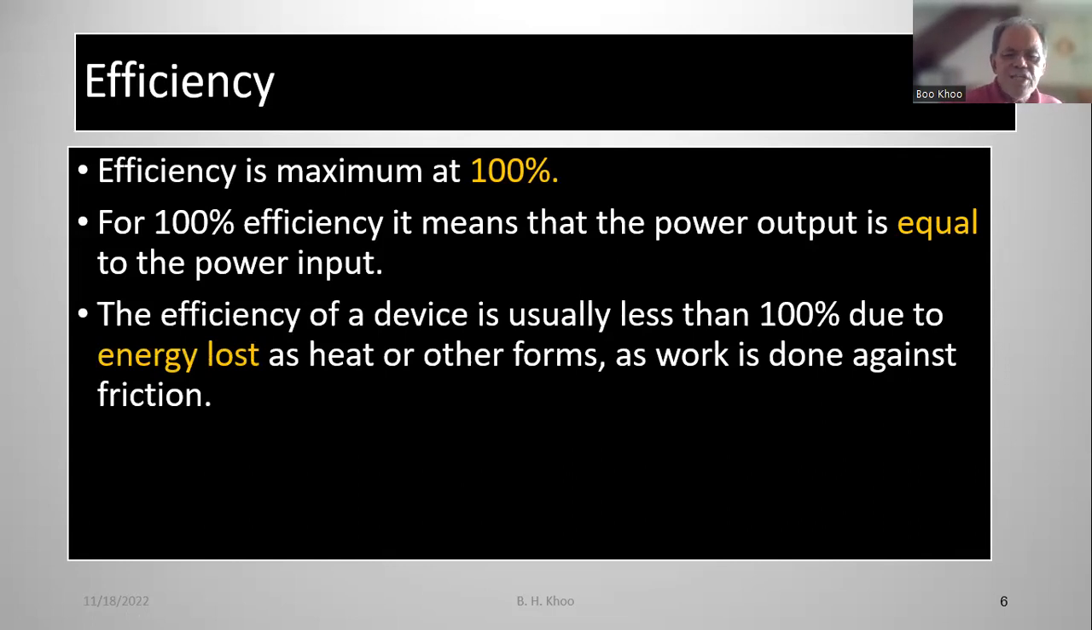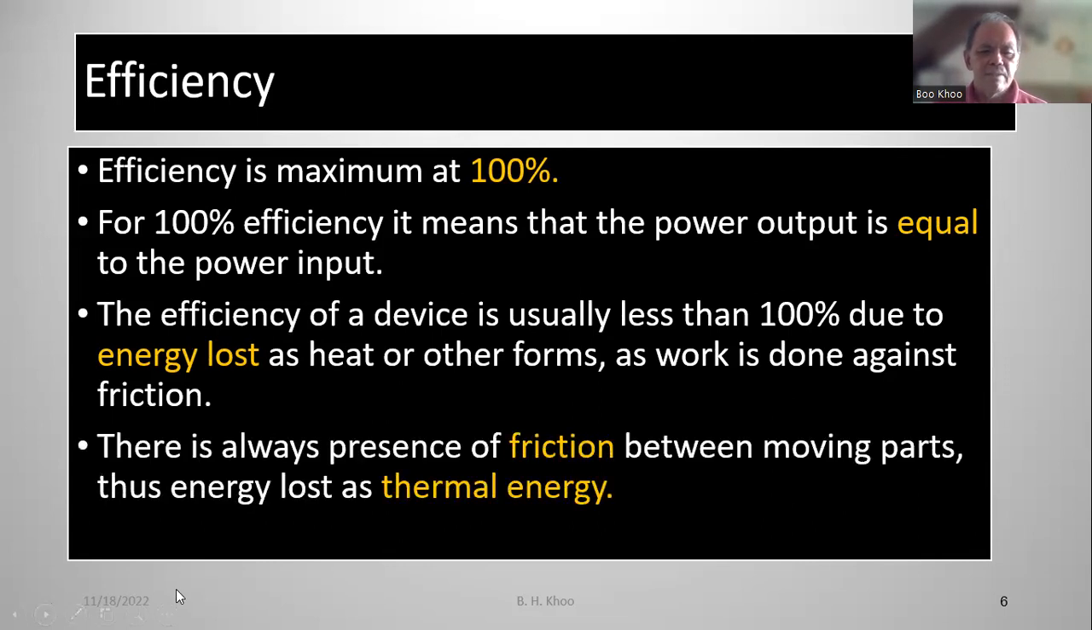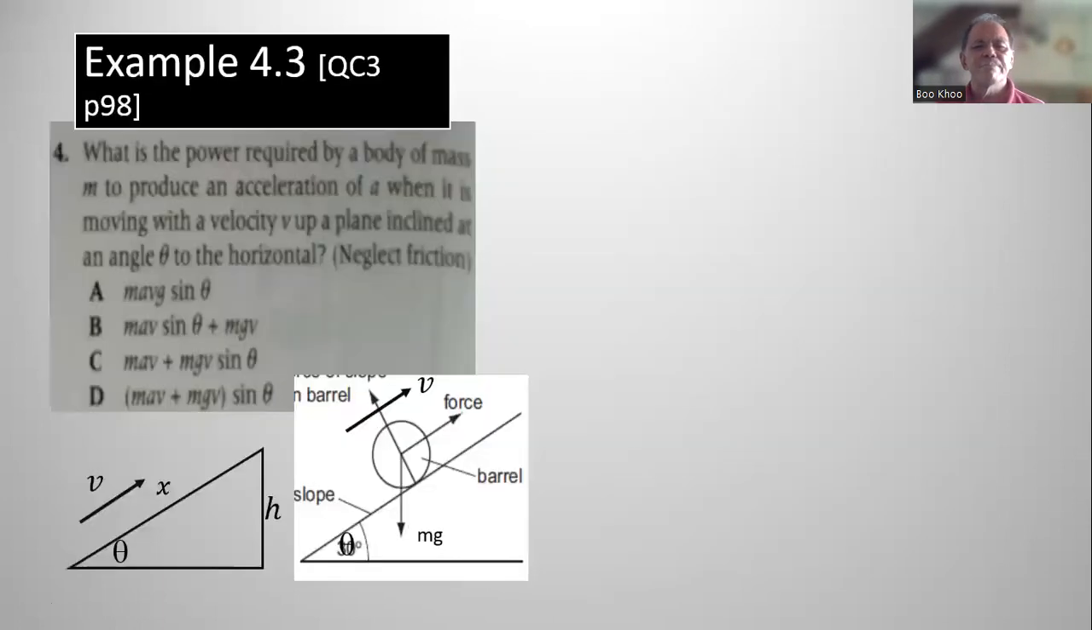Efficiency of a device is usually less than 100% due to energy loss as heat or other forms. Usually there's going to be friction. So work is done against friction. There's always the presence of friction between moving parts. Thus, energy is lost as thermal energy or heat energy.